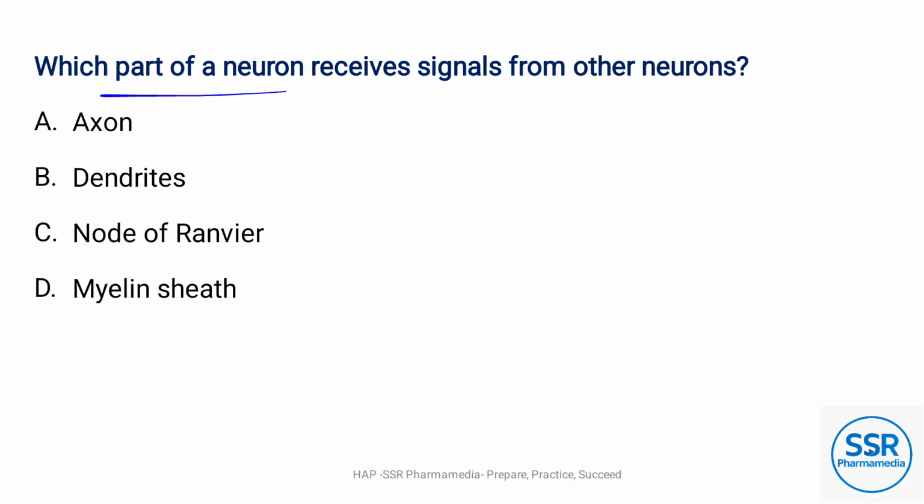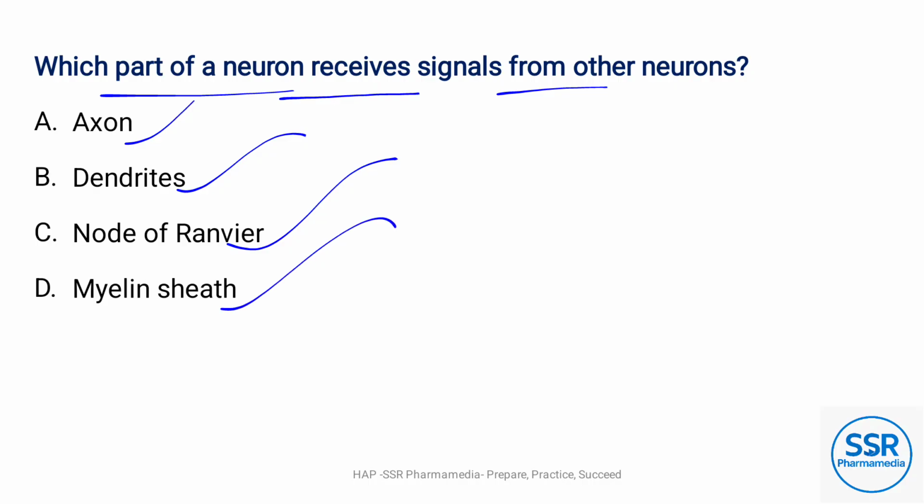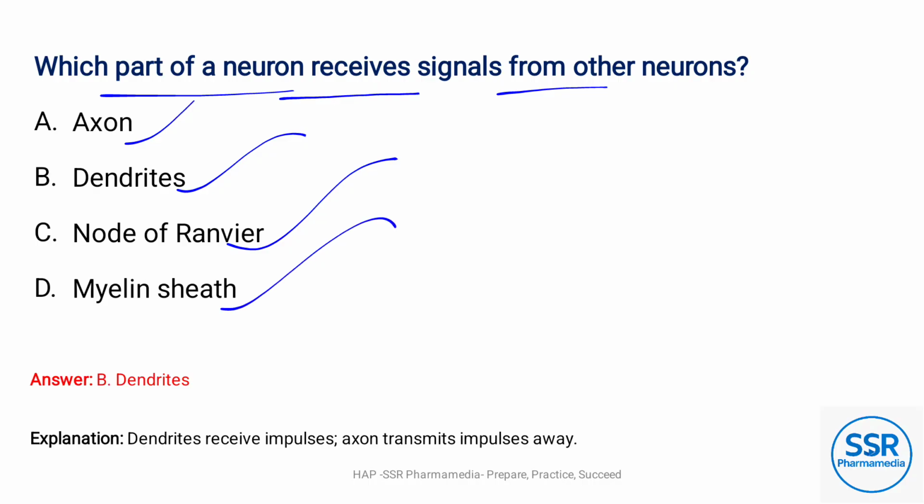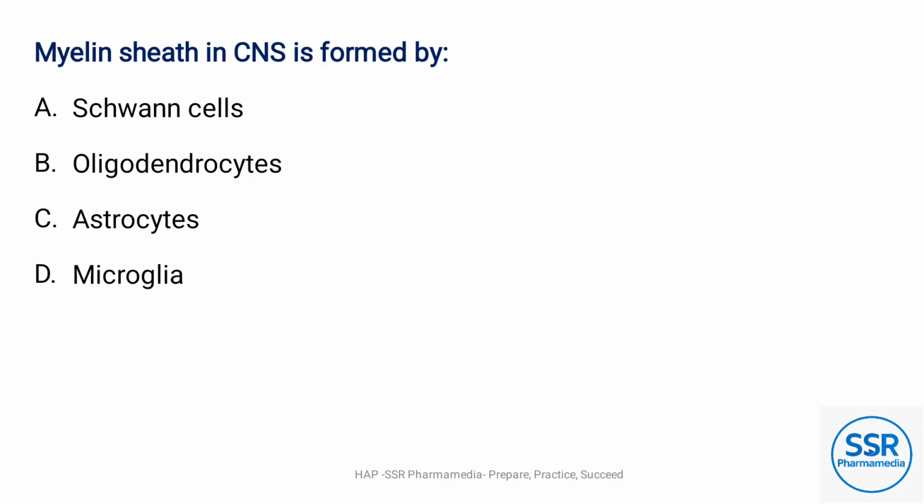So next question, which part of the neuron receives signals from other neurons? Option A, axon, option B, dendrites, option C, node of Ranvier, option D, myelin sheath. So the answer is dendrites. Dendrites receive impulses, and the axon transmits impulses away.